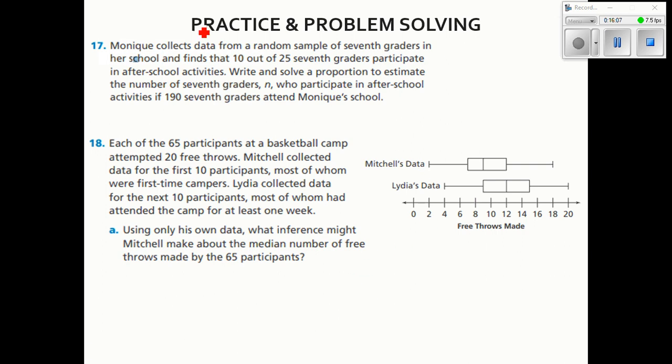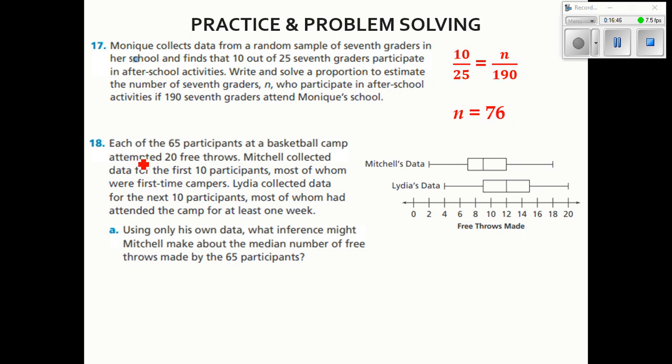Next it says, Monique collects data from a random sample of 7th graders in her school and finds out that 10 out of 25 7th graders participate in after-school activities. Write and solve a proportion to estimate the number of 7th graders who participate in after-school activities if 190 graders attend the school. Right here we can see that 10 out of 25 has to equal some number out of 190. We'll multiply 190 times 10, which will give us 1,900, divided by 25, and that will give us 76.